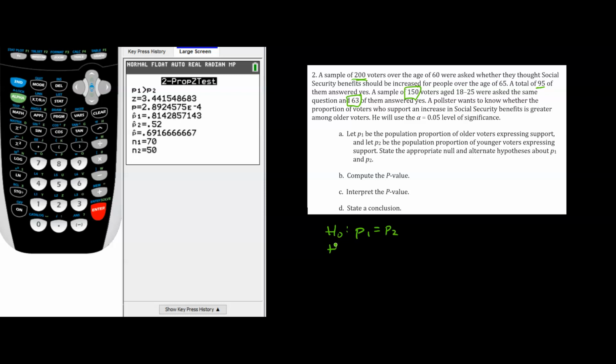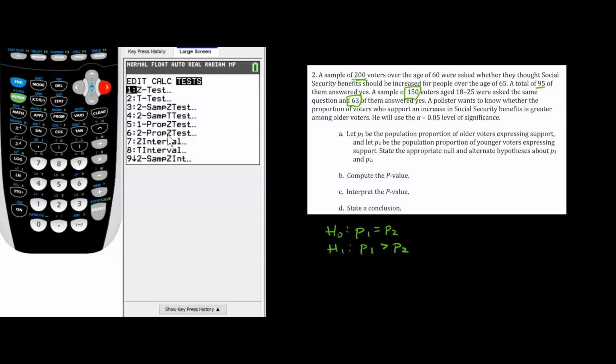And the alternate hypothesis is found if we look back in the problem. It says the pollster wants to know whether the proportion of voters who support an increase in Social Security benefits is greater among the older voters. So since the older voters were group 1, we can say comfortably here that P1 is going to be greater than P2, but that's only because the older voters were group 1. So those are the hypotheses, and we are going to say stat tests, go down to 2-PropZTest in number 6.